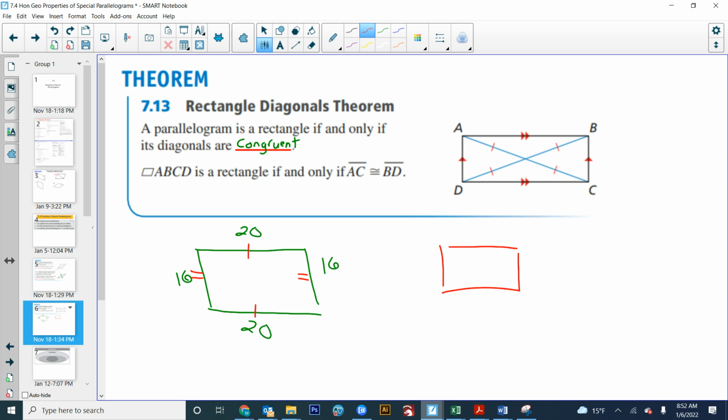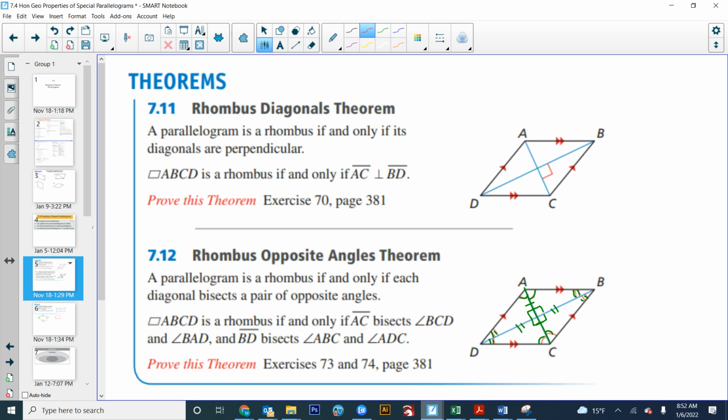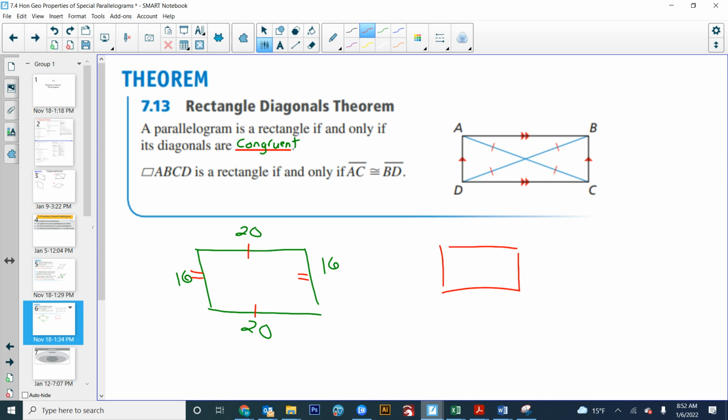Congruent diagonals. Rectangles. Do rhombuses have congruent diagonals? No. Their diagonals are perpendicular and they bisect opposite angles. Is a rectangle a parallelogram? Yes. Is every parallelogram a rectangle? No. It is a special parallelogram.